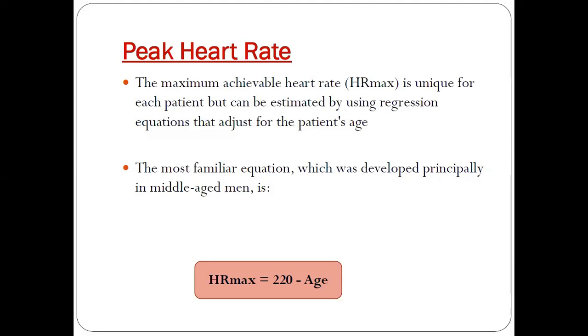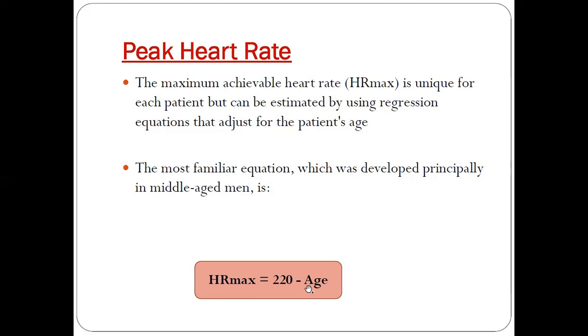Let's go to a topic called peak heart rate. So how do we calculate the maximum achievable heart rate in patients undergoing treadmill testing or exercise testing? Maximum achievable heart rate is unique for each patient. The most familiar equation, which you all have been reading from and knowing for a long time, is: maximum heart rate of any person is equal to 220 minus the age of that patient.